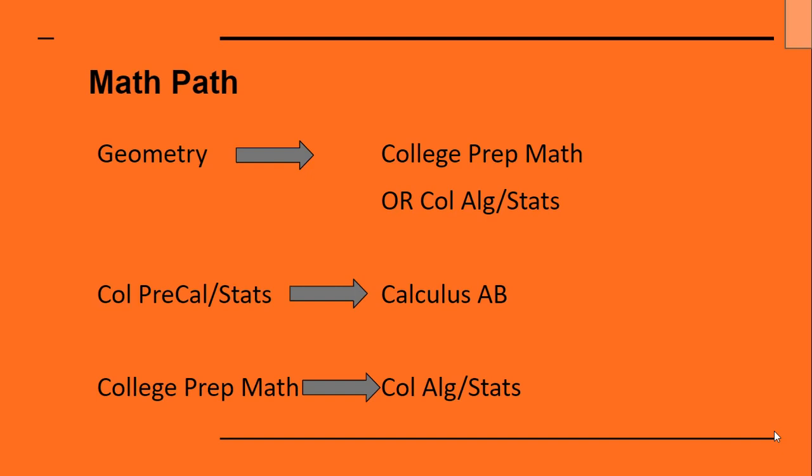If you are currently taking college pre-cal and stats, then you're going to choose Calculus A, B. If you are currently in college prep math, you're going to choose college algebra and college stats.